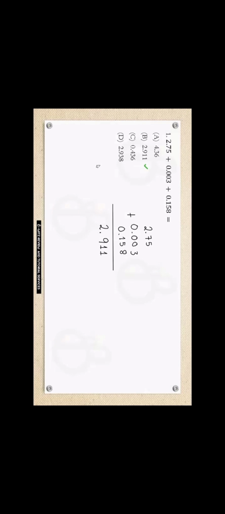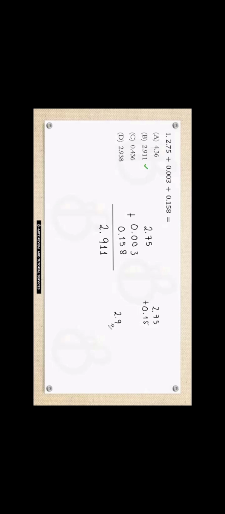Or another thing that you may want to look at, so look for a number close to 0.158, which is 0.15, ignoring the very small 0.003 for a quick estimate. Now we know that 2.75 plus 0.15 will give us the approximate 2.9. And we can see that the closest answer is 2.911.